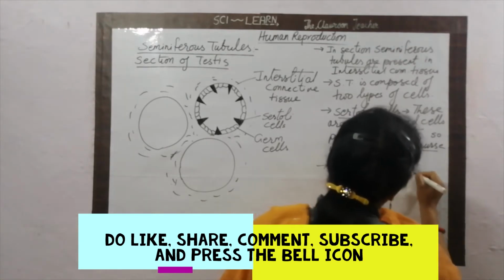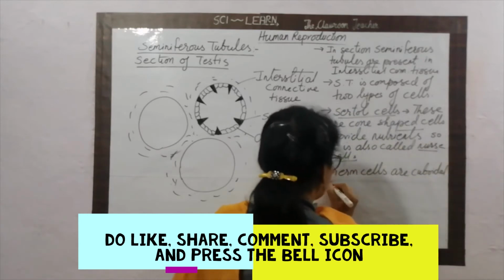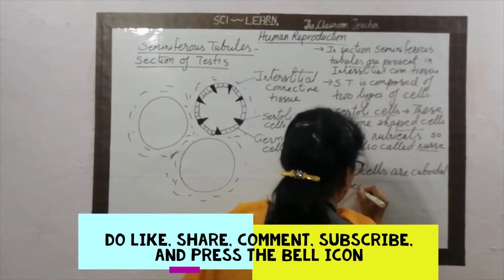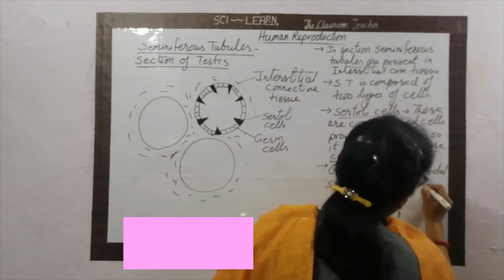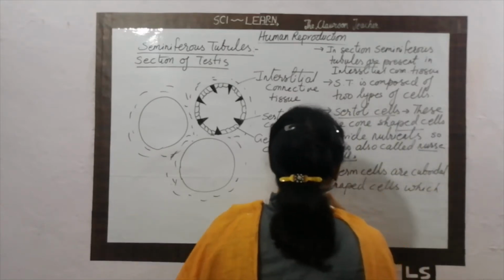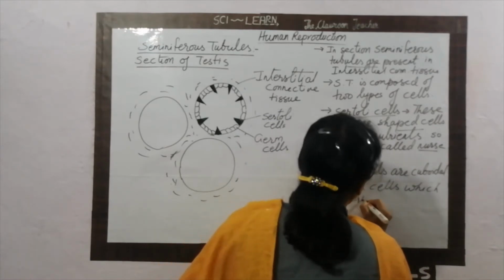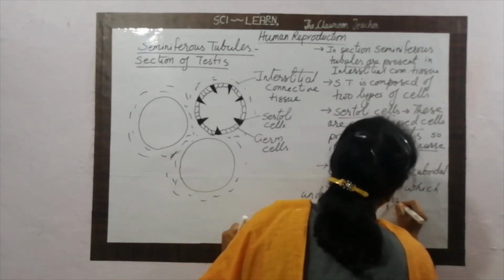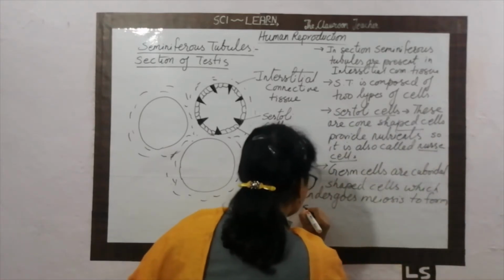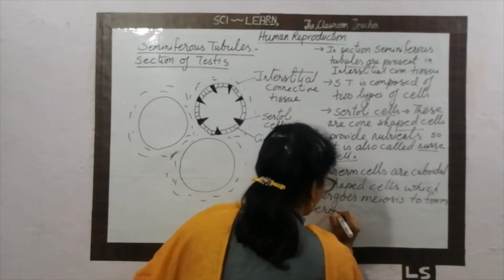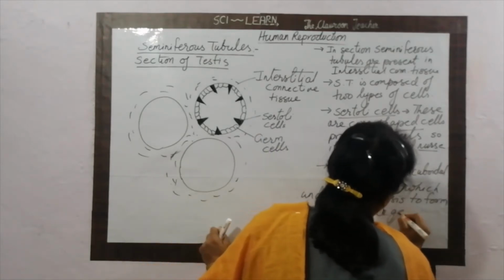Germ cells are cuboidal shaped cells which undergo meiosis to form sperm, that is the gamete, the male gametes.